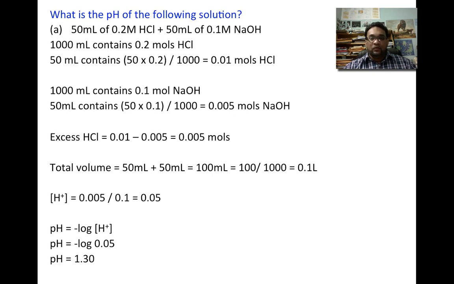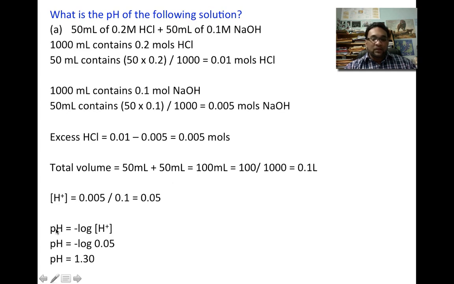Now, for every 1 mole of HCl, it's going to react with 1 mole of NaOH. So if you look here, 0.005 moles NaOH is going to react with 0.005 moles HCl. But you don't have only 0.005 moles HCl. In fact, you have more than that. You have an excess of 0.01 minus 0.005, which gives you 0.005 moles HCl.